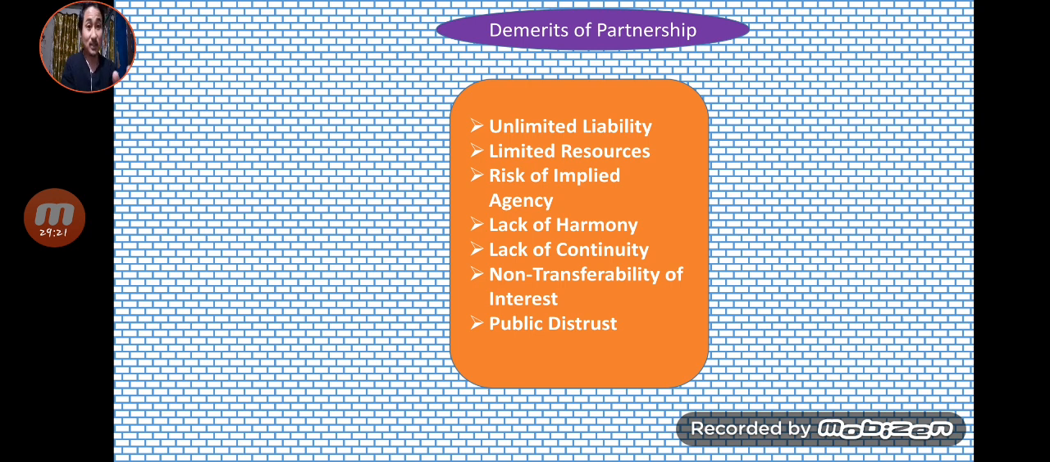So this point is one of the most important disadvantages or demerits of the partnership, due to which most businessmen nowadays go for LLP, limited liability partnership also, which I'll be discussing in the coming video. And limited resources. Even the partners might not have unlimited resources. There will always be limited resources.